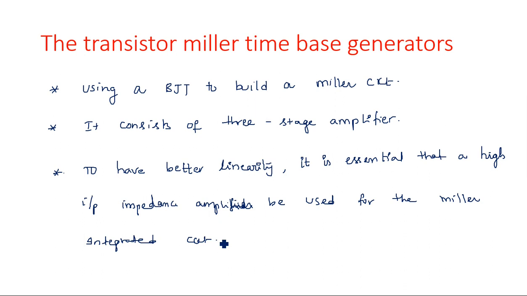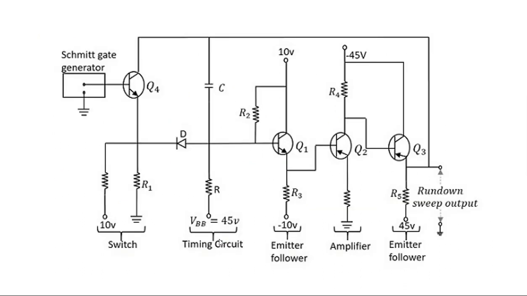Along with these three, we are also using two different stages like a switching stage and timing circuit. This is the circuit for the transistor Miller time based generator. If you see this circuit diagram here, the first stage consists of a switch stage and the second stage is nothing but the timing circuit. Here resistor R and capacitor C are there, where the charging and discharging of this capacitor takes place so that the output is going to have a sweep output.